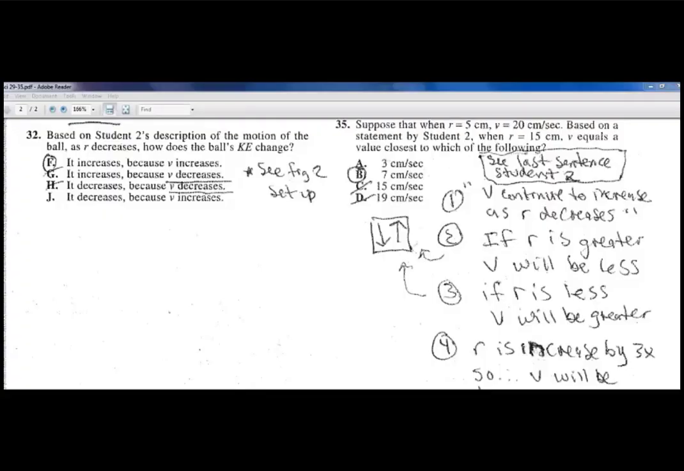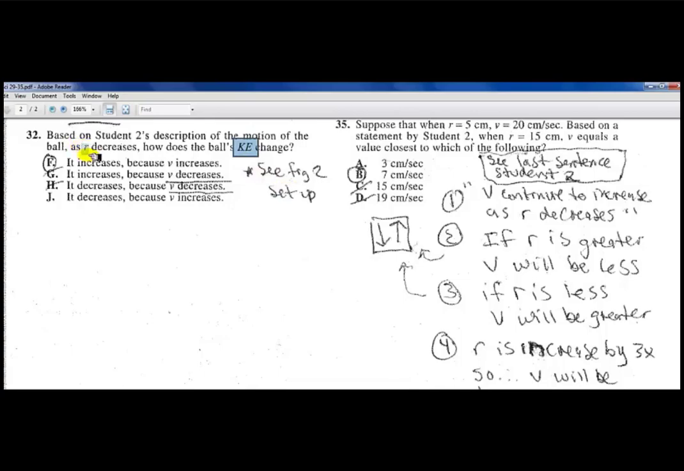Test 68C, Science, Practice Problem number 32. Number 32 states, based on student 2's description of the motion of the ball as R decreases, how does the ball's KE change? A couple things here. First of all, we'll need to know some definitions here. KE is the kinetic energy, which is basically the movement, how much it's moving.